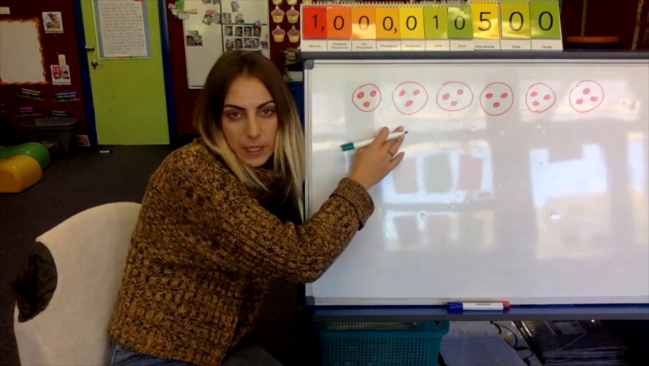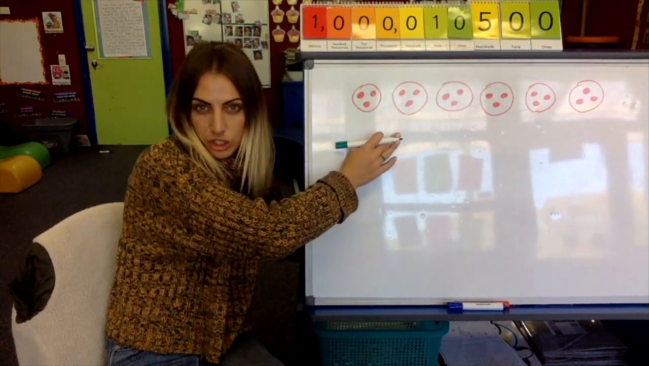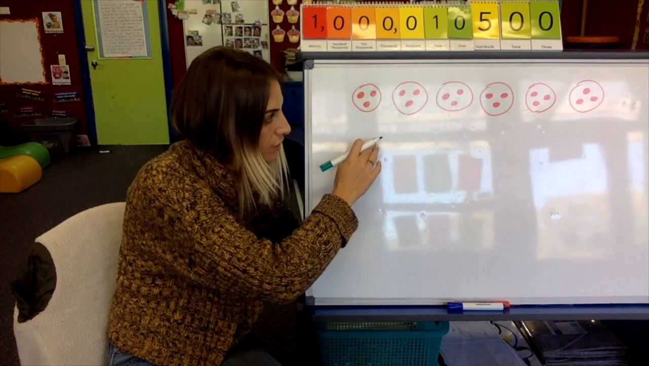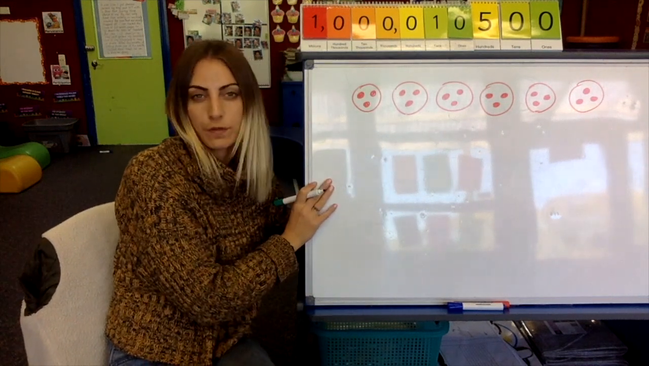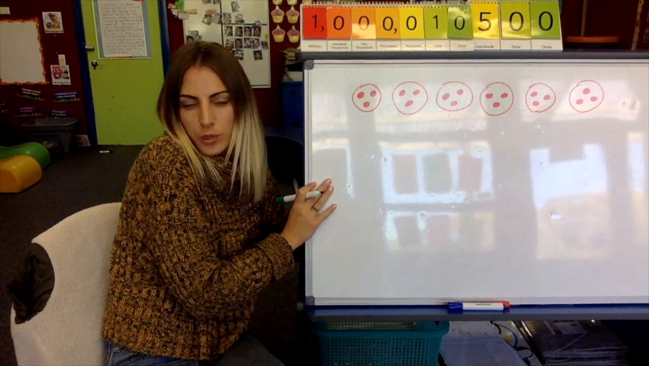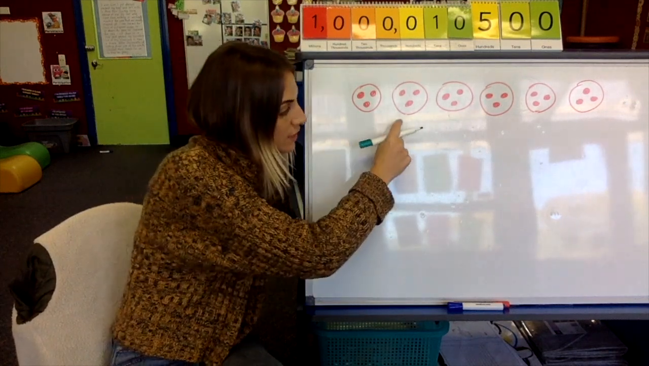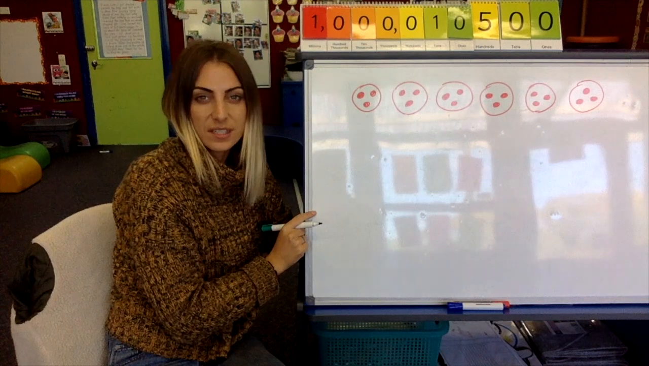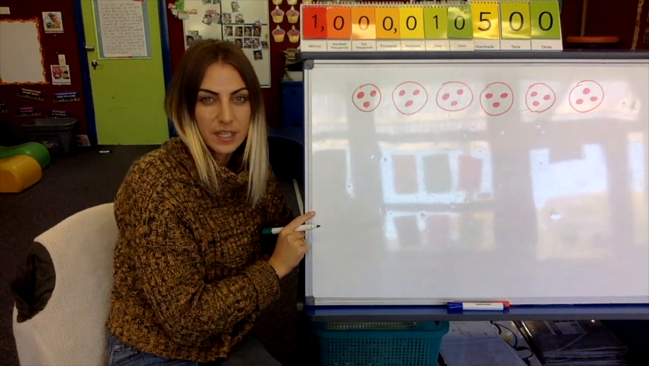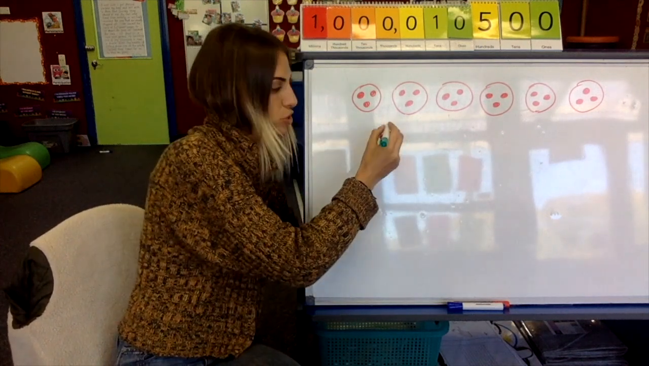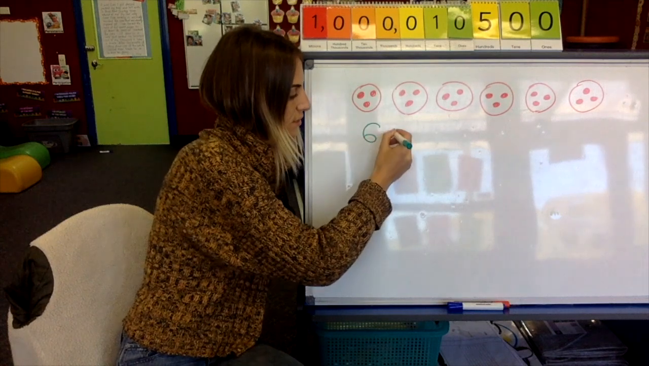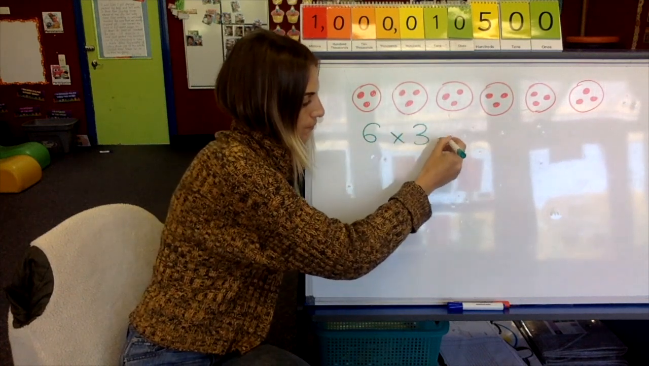So at the top here I have 6 chocolate chip cookies. There are 3 chocolate chips in every cookie. I want to work out how many chocolate chips there are altogether. If I've got 6 groups of 3, 6 cookies with 3 chocolate chips in each, then my equation should look like this. 6 groups of 3.